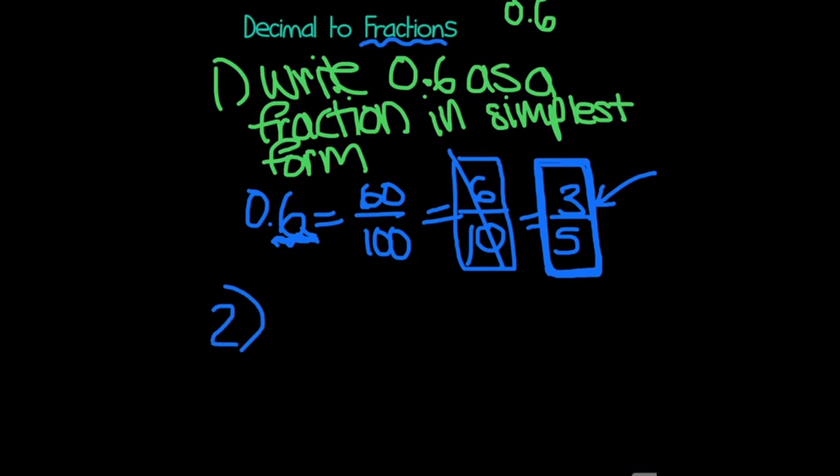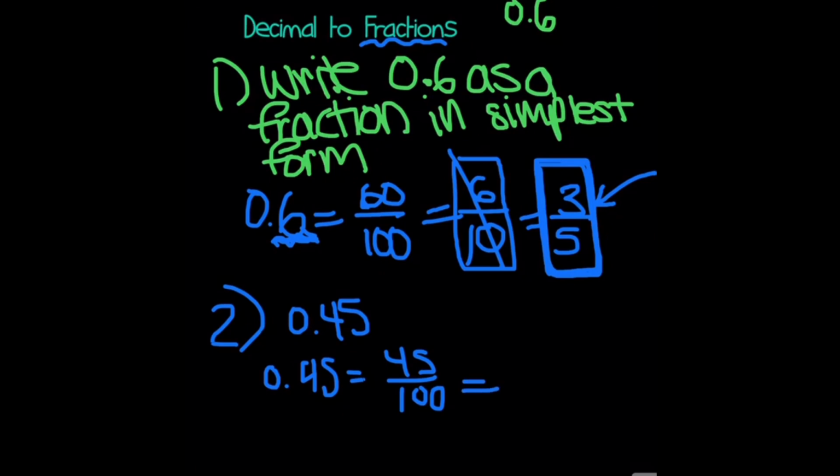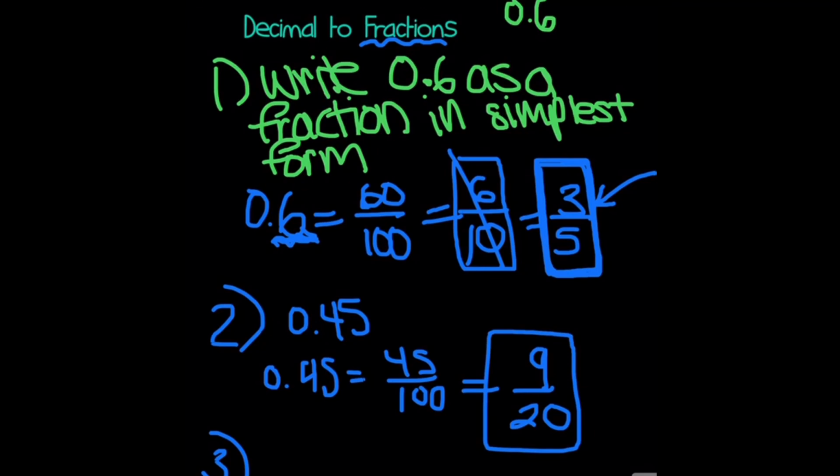Let's do this time 0.45. Again, I would change this into, since it is in the hundredths place, 45/100. And our last step would be to simplify, which is 9/20. This is your final answer. Let's do one more example, and then we'll move on.